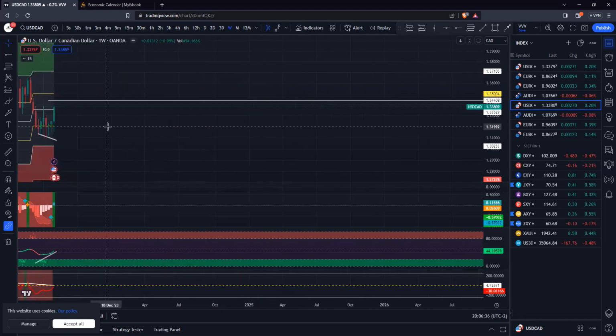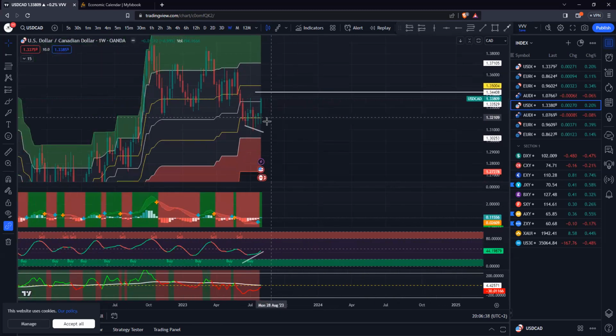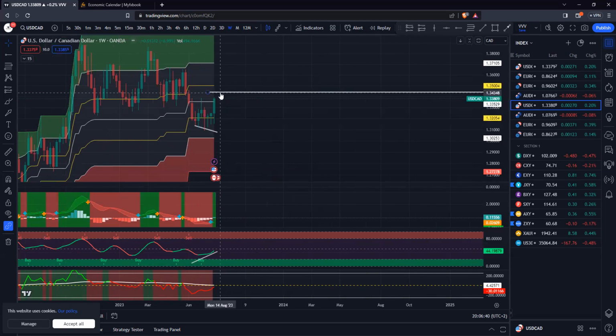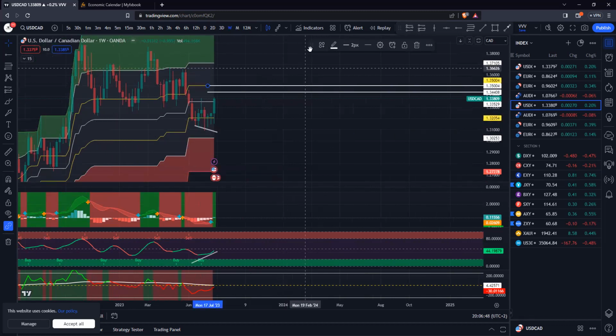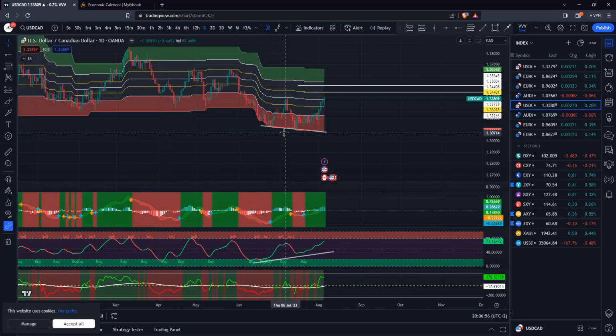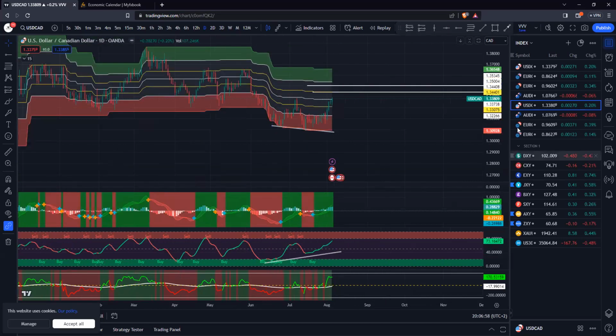The Canadian weakness kicked in as expected, actually. So as you see, the weekly base here is actually the target point. So I will put a target on that one as well, which just looks like this on the daily chart. Okay, that's what I'm expecting from the USD CAD.